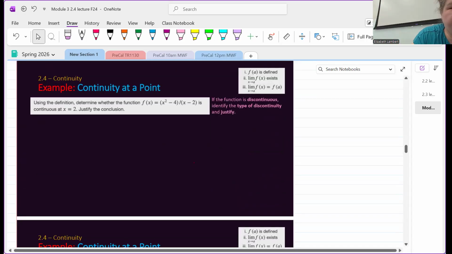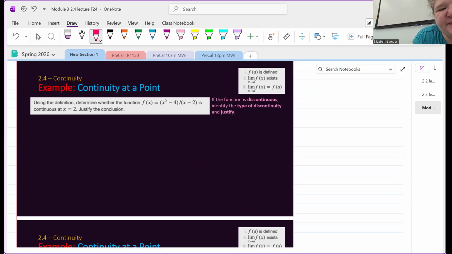All right, so our first function here: f(x) = (x² − 4)/(x − 2). This is all written in a line, so it is very easy to miss that fraction bar there. But WebWork will sometimes write the equations this way. So don't assume just because it's all on one line that it's not division.